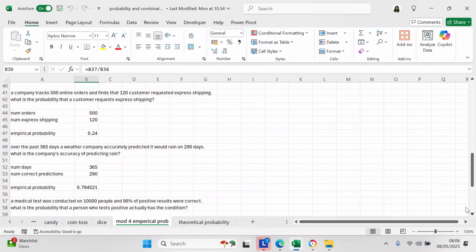The next question is, a company tracks 500 online orders and finds that 120 customers request express shipping. What is the probability that a customer requests express shipping? The number of orders is 500, and the number of express shipping requests is 120. So you take 120 and divide it by 500, and it's 24%. And so that's B45 divided by B44.